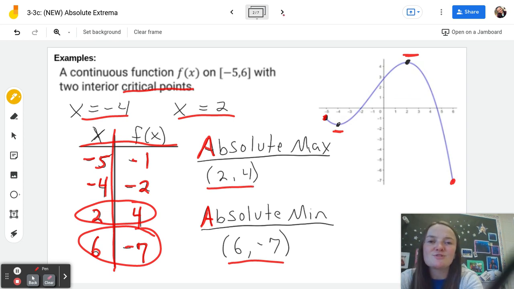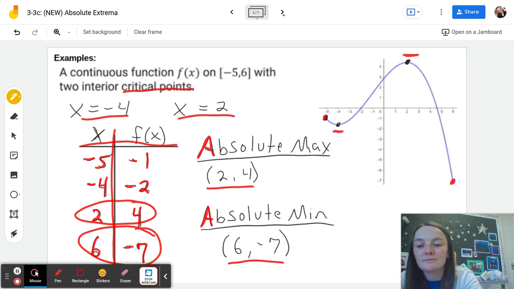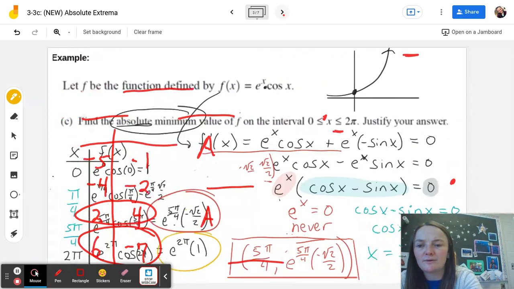Okay, so let's keep it moving. Let's go to the next example. I need to get my mouse. Oh, there we go. Okay.